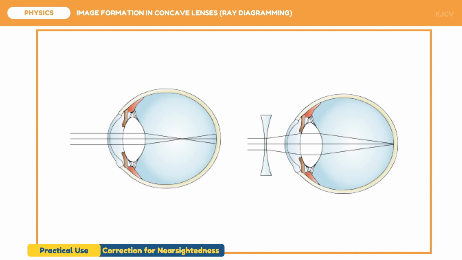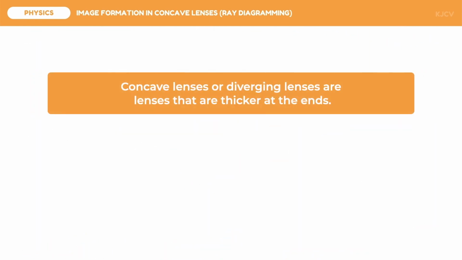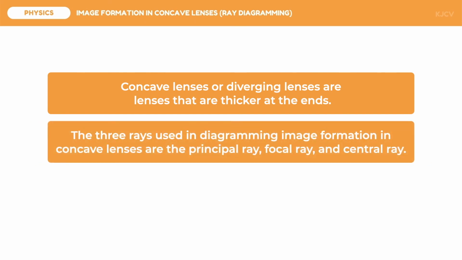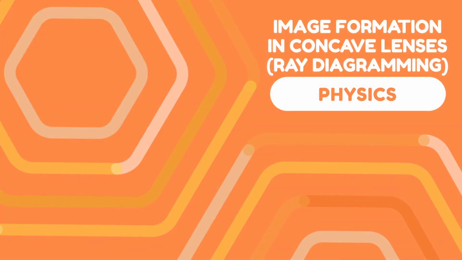To summarize this lesson, let us review the following key points. Concave lenses, or diverging lenses, are lenses that are thicker at the ends. The three rays used in diagramming image formation in concave lenses are the principal ray, focal ray, and the central ray. And lastly, concave lenses always form virtual, upright, and reduced images formed in between P and f(1) of the lens. And that ends our discussion on image formation in concave lenses through ray diagramming.